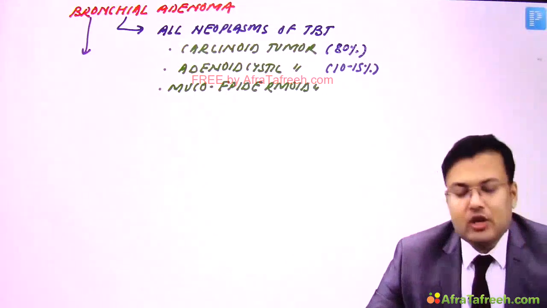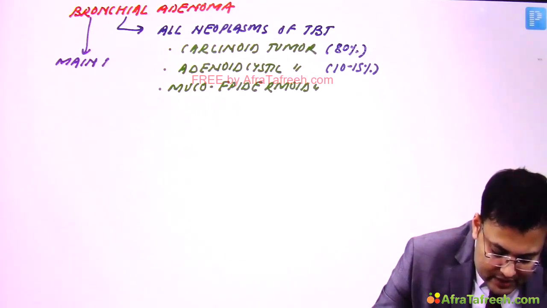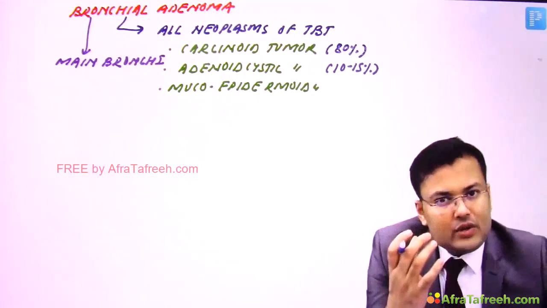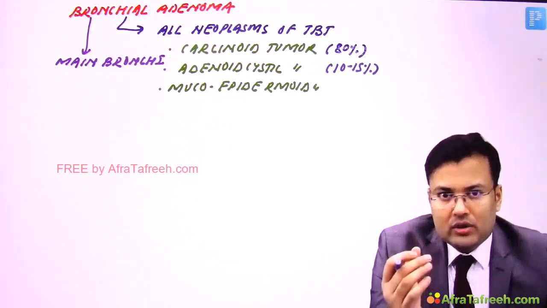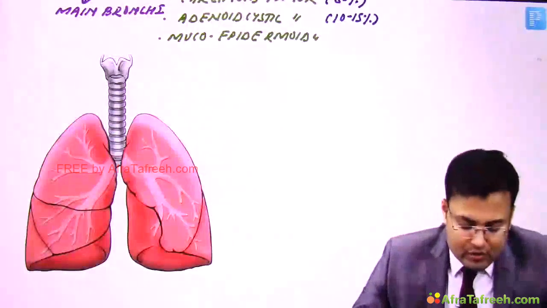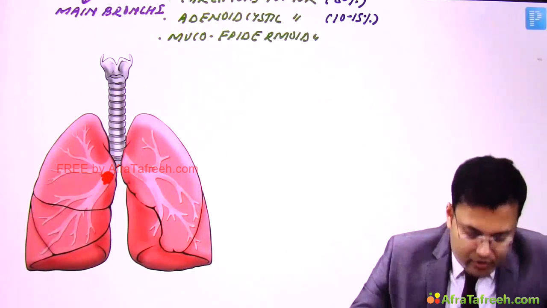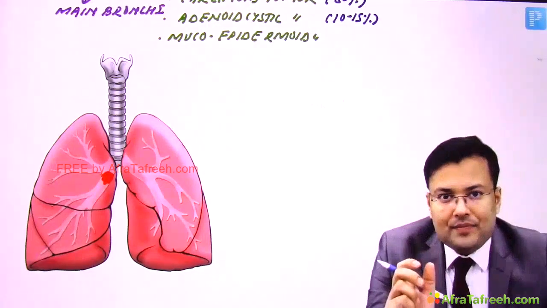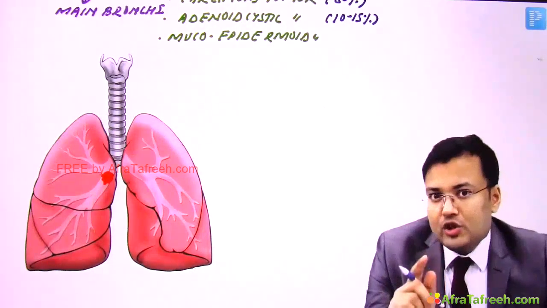So what is the most common site? Yes, the most common site is main bronchi. Clear? And what kind of growth is there? If the location is main bronchi, so there is endobronchial growth. Now what is the meaning of endobronchial growth? Can you see? Here is the tumor. And what kind of tumor? It's highly vascular. Endobronchial growth, highly vascular tumor. So obviously this tumor will bleed.